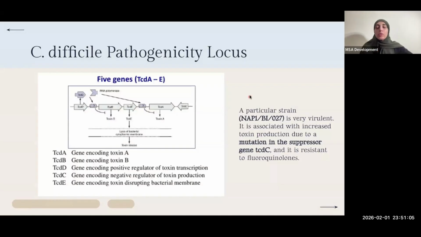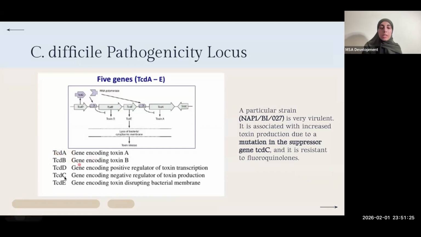We do have some genes that are significant. We call it the pathogenicity locus. Basically, you have certain genes that code for certain toxins. So you have a gene that codes for toxin A, you have a gene that codes for toxin B, and it's TCD-A and B respectively.